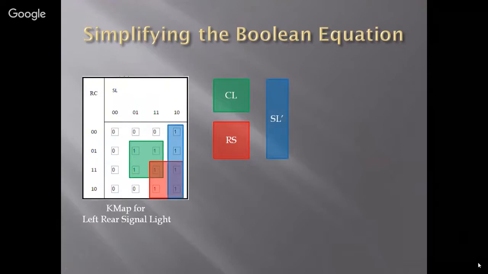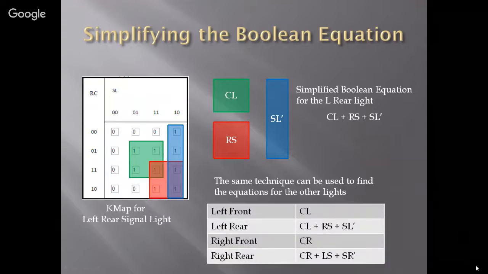And in blue, the R and C terms change and the S and L not do not. Thus, we have S and L not. ORing these terms together, we get C and L, or R and S, or S and L not. Using the same technique, we can simplify the Boolean equations for each of the signal lights. The results are shown in the table below.